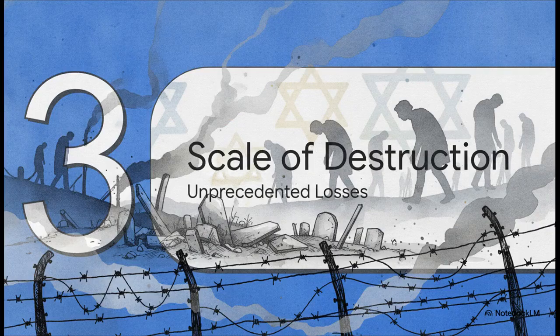Which leads us directly into our third section, the scale of destruction, because we have to look at the devastating, completely unprecedented results of this systemic persecution.